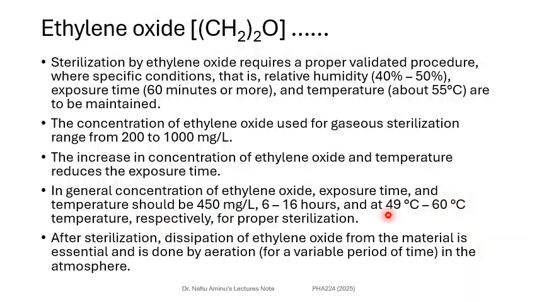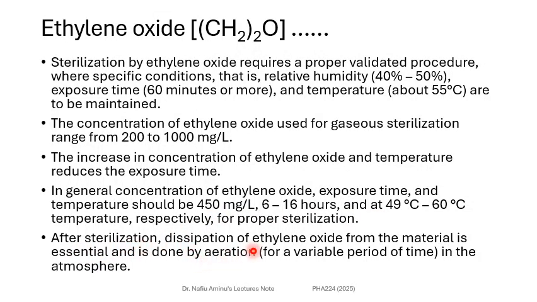So I meant to write concentration, exposure time, and temperature respectively for proper sterilization to take place. These are the optimum parameters that you have to take note of, which must be achieved for proper sterilization. That means at a concentration of 450 milligram per liter of ethylene oxide, under an exposure of 6 to 16 hours, and at a temperature of 49 to 60 degrees Celsius, for proper sterilization to take place.